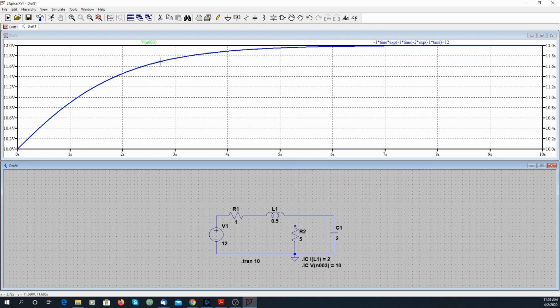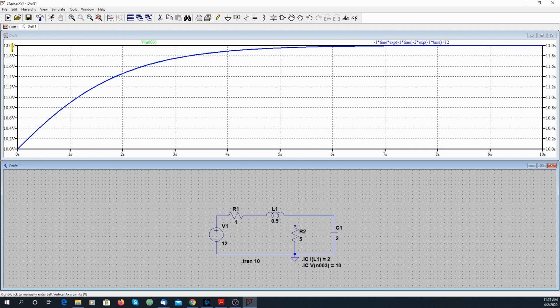And we can see that the blue curve has completely overlapped the green curve. So the mathematical expression that I have written completely matches the voltage waveform seen at node 3, which is the voltage drop over the capacitor.